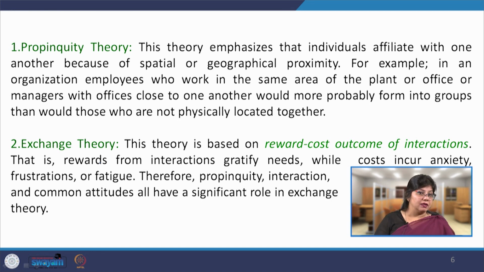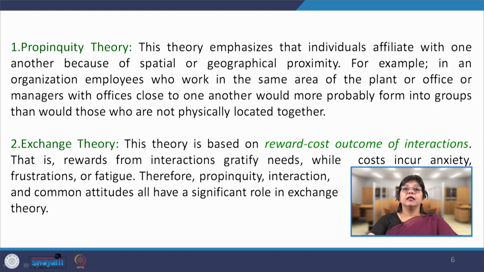So, this is propinquity theory, based on physical or geographical or spatial proximity, explaining why people join groups. Maybe people are from diverse backgrounds, but still when they interact with each other because of proximity, they tend to form a group.